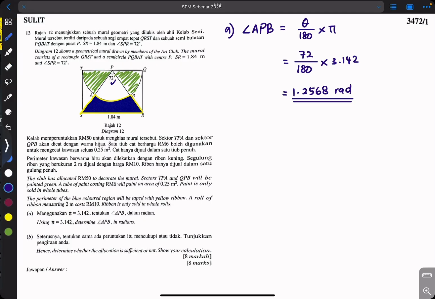Okay, first answer done. Next, hence determine whether the allocation is sufficient or not. Show your calculation. Okay, so here they allocated a total of 50 ringgit to decorate the mural. Okay, so they want to paint this and they want to tape this with ribbon. So we need to calculate how much is the cost. Okay, first of all, the cost of paint is calculated through area. So this much of area will cost 6 ringgit. So let's find what is the area we need to paint first. So this is a sector. We use area of sector formula.